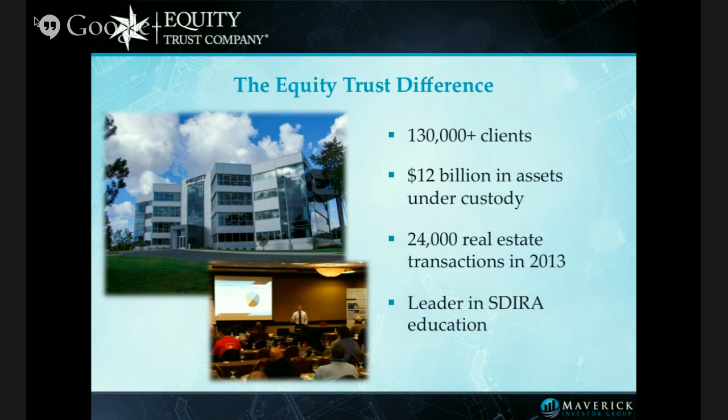Equity Trust, as of the end of 2013, serviced over 130,000 clients. As you see the stats on the screen, the majority of what we do is in the real estate world. So the majority of our clients are doing some sort of real estate deals. Obviously, there are a number of different strategies in that world, but we know what we're doing with this. Real estate is our bread and butter.